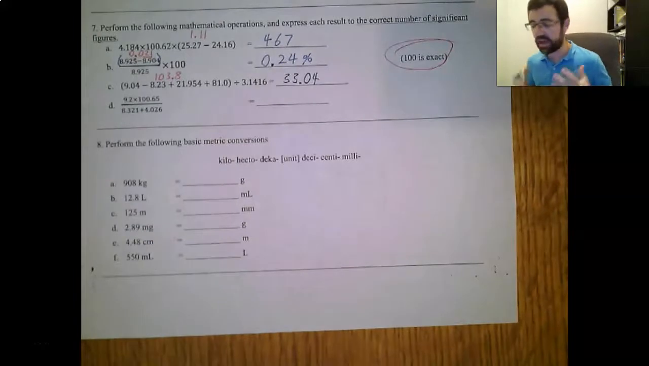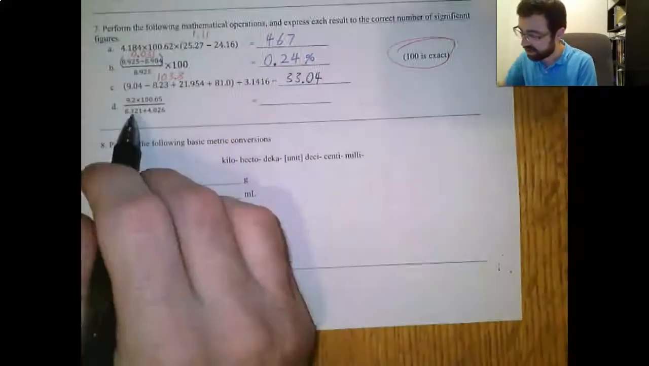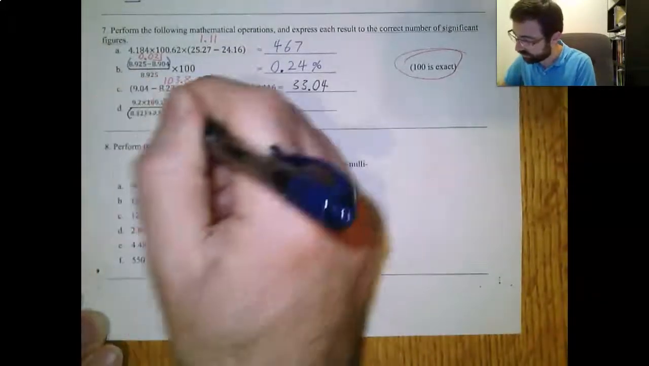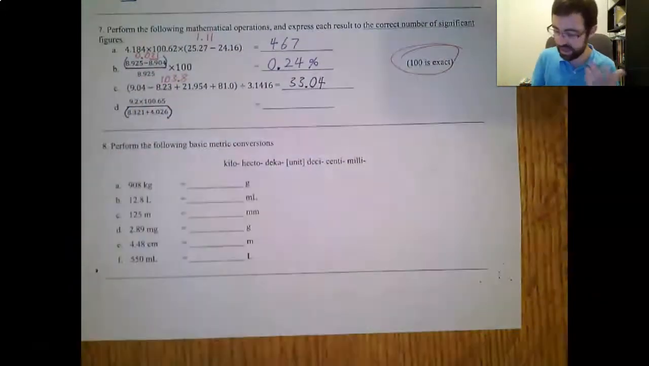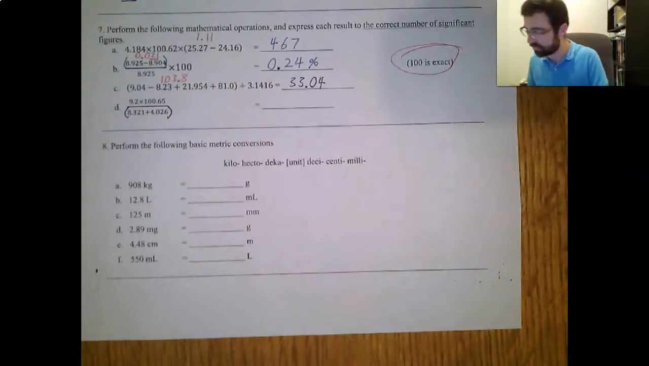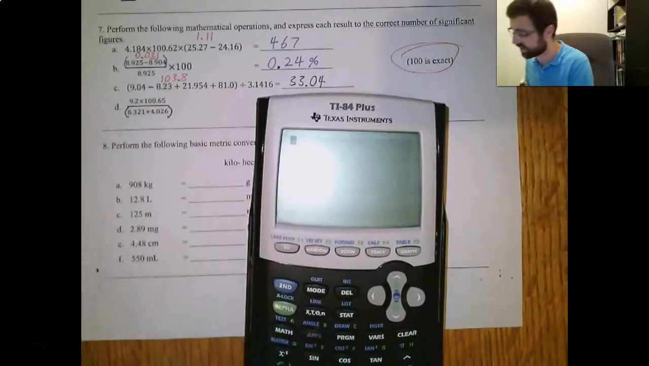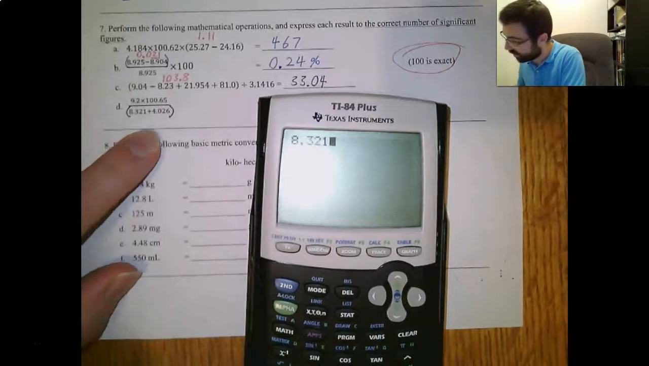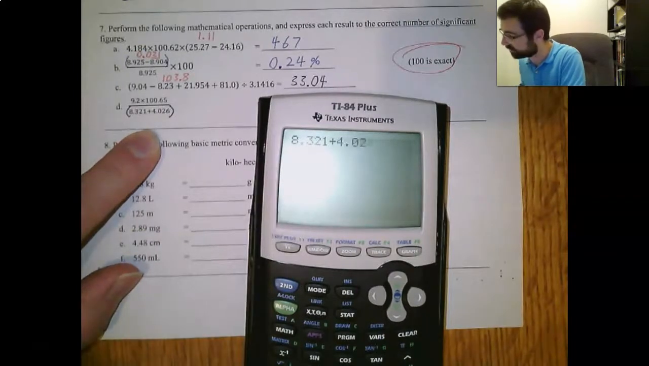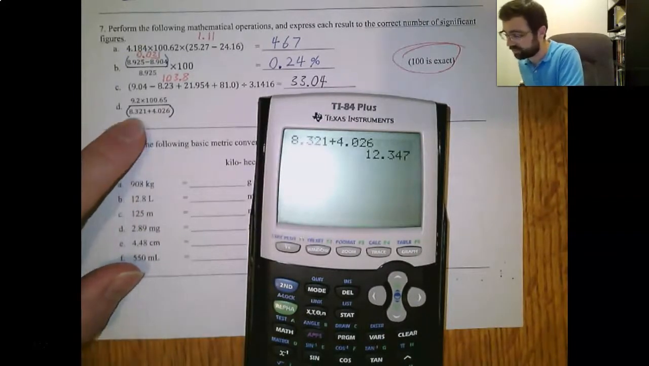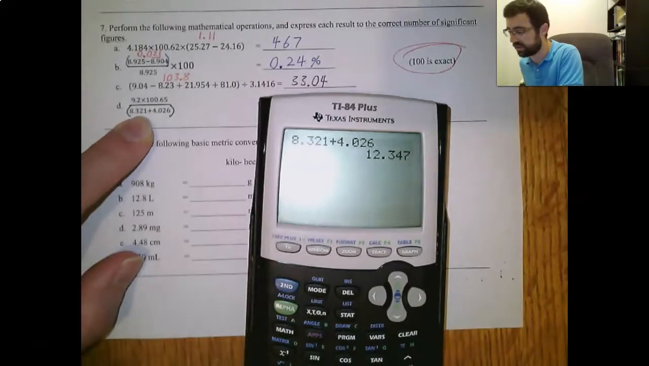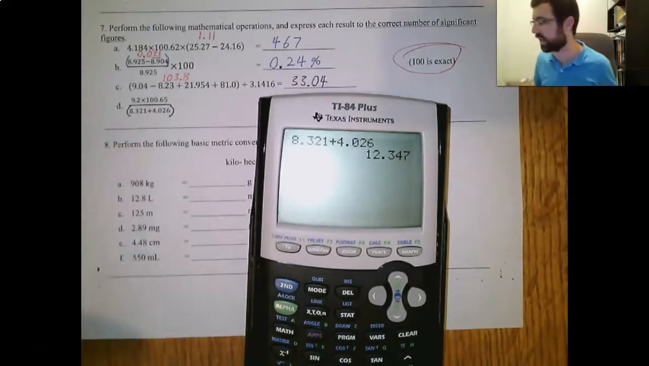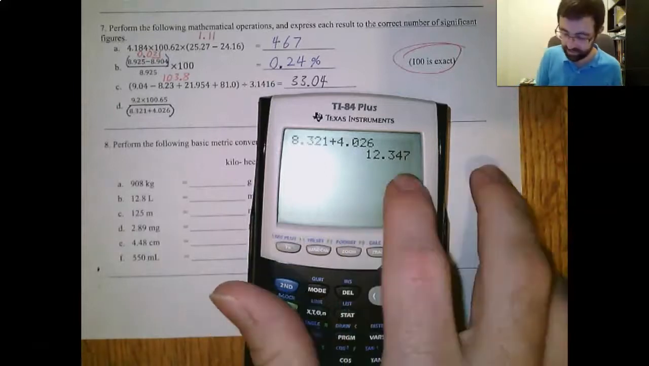Okay. Again, we have an understood parentheses because I have an addition on the bottom of a fraction. That's an understood parentheses. I have to have that. So let's do that calculation first. PIMDAS, parentheses comes first. 8.321 plus 4.026. Okay, that's 3 decimals, that's 3 decimals. We'll just keep 3 decimals. So it's 12.347.